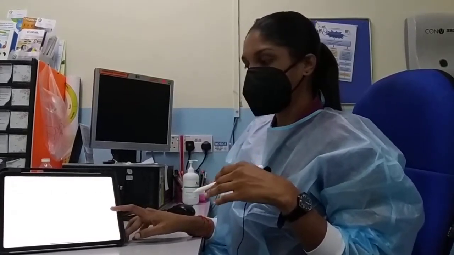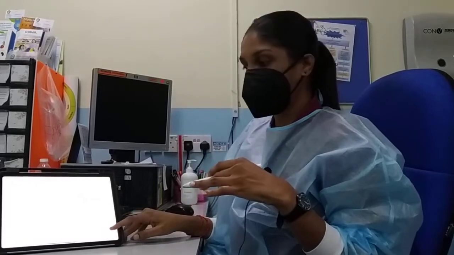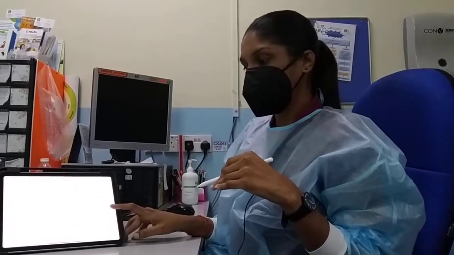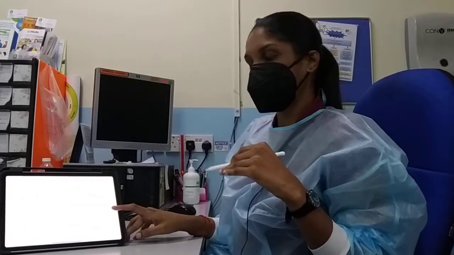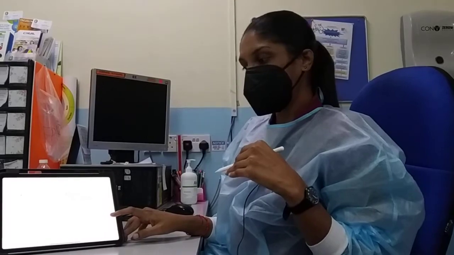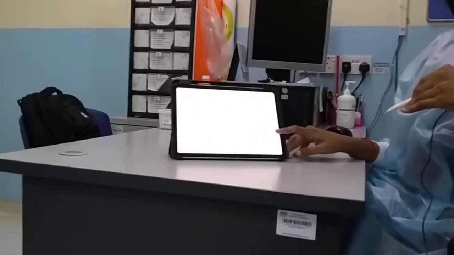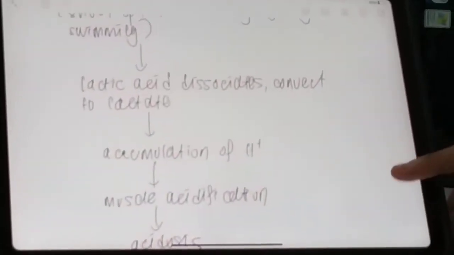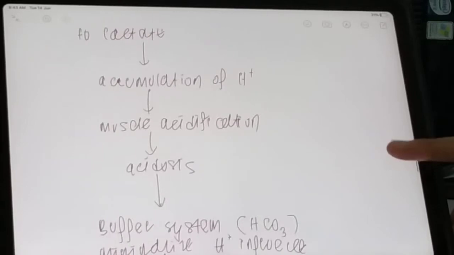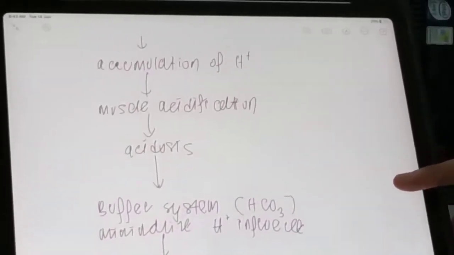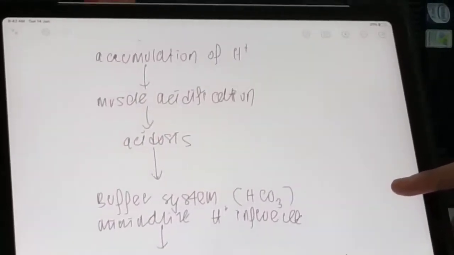The second one is lactic acid, hydrogen ions and fatigue. A byproduct of anaerobic glycolysis, the end product, is lactic acid. Lactic acid increases with activities like short sprints in running, cycling and swimming. When the lactic acid dissociates, it converts to lactate and accumulates hydrogen. So the muscle will acidify and cause acidosis. When acidosis happens, there will be a buffer system, which is the bicarbonate, to minimize the hydrogen influence.